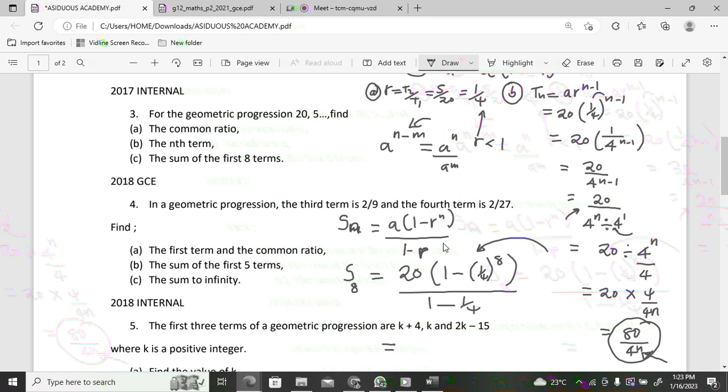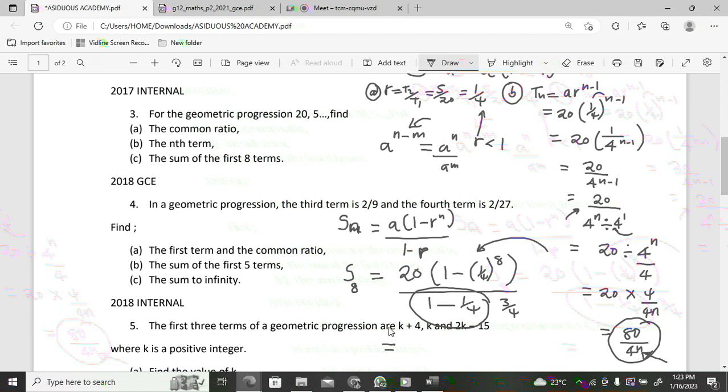Okay, 1 over 4. And then I'll say to the power 8. The answer that I find, I'm going to multiply by 20. Okay, I've multiplied by 20. Now if we subtract this, 1 minus 1 over 4, we are going to get 3 over 4, right? 20 is equal to 8 over 4.